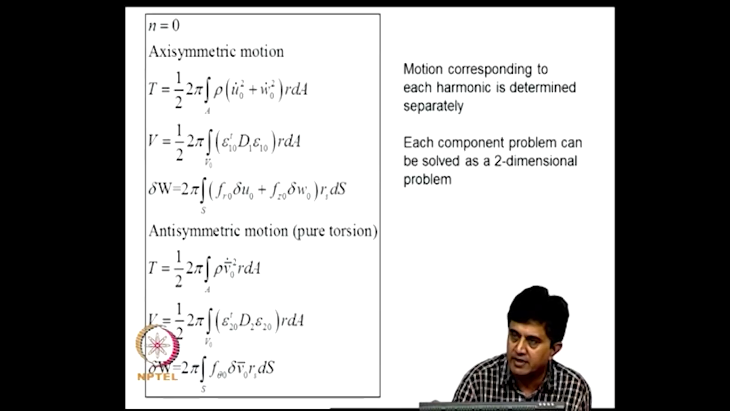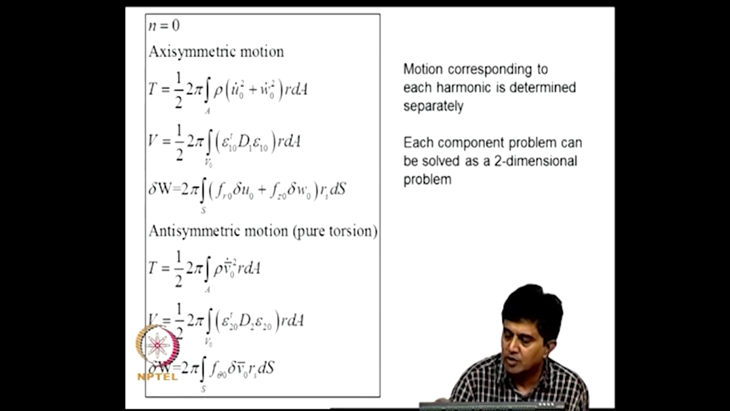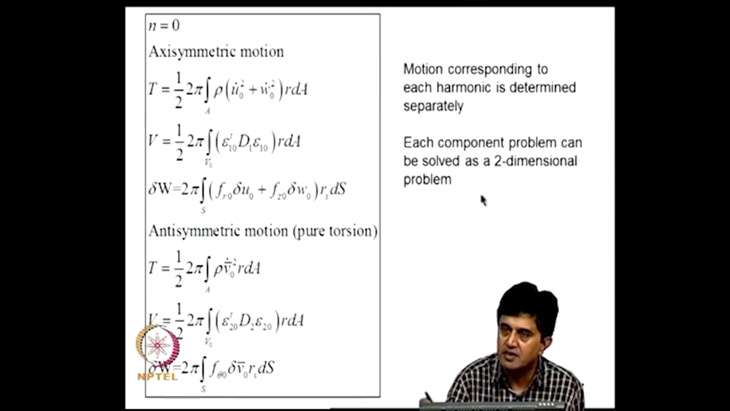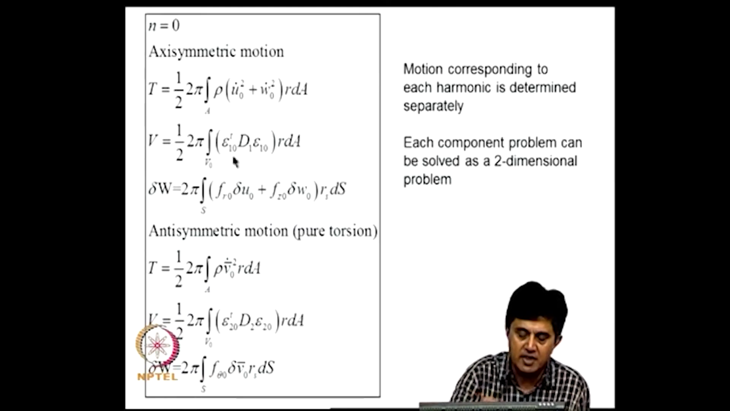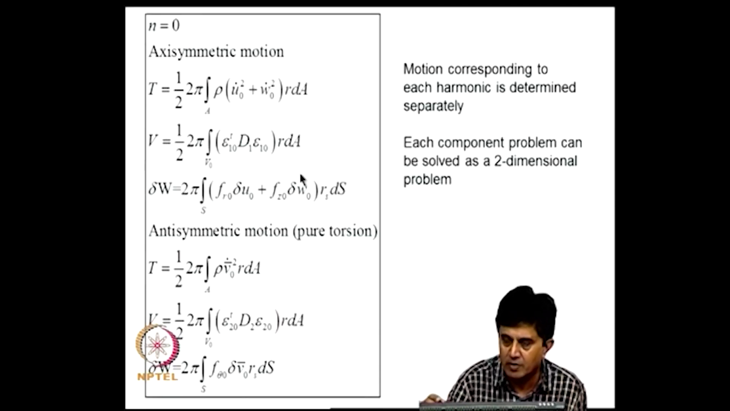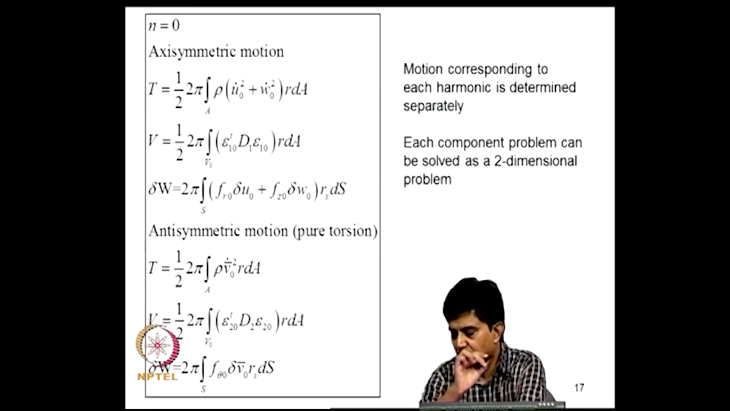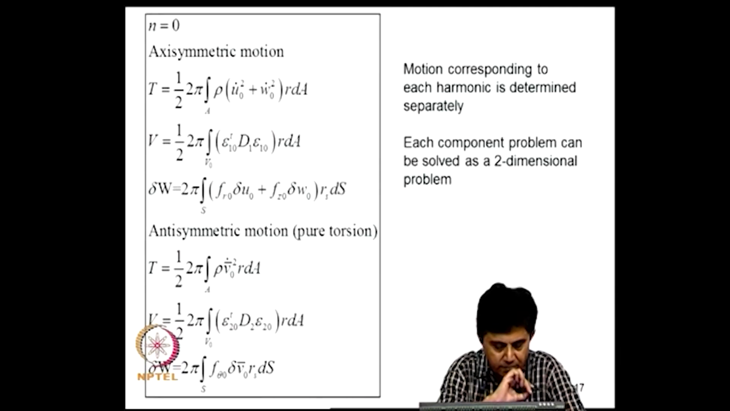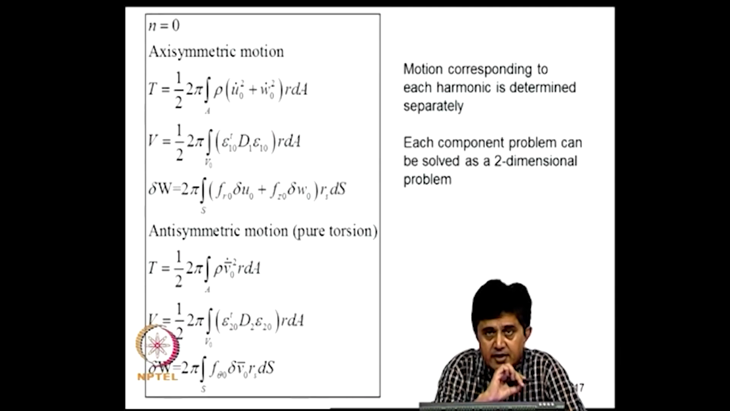I am not going to get into the details, I am just giving you the main idea on how to do that. So, the motion corresponding to each harmonic is determined separately, and each component problem can be solved as a 2-dimensional problem, and we can develop a finite element model for each of these component problems. Because if you see the structure of these energies, they resemble what we have handled earlier. So, these are some simple ideas associated with the analysis of axisymmetric solids.